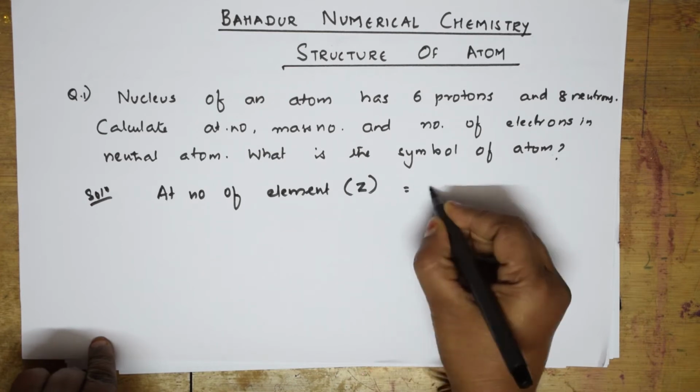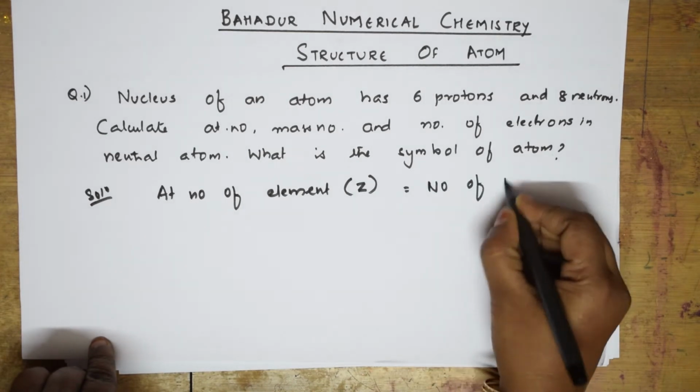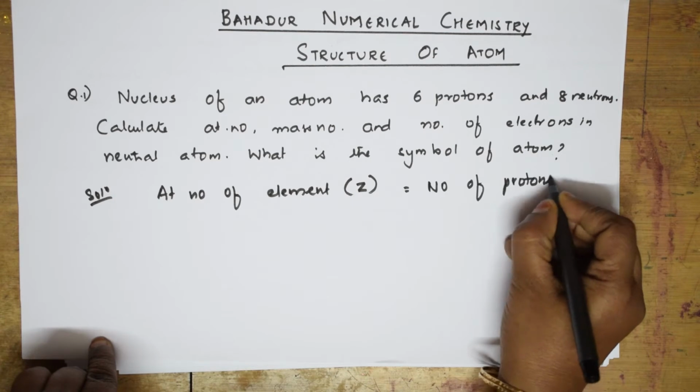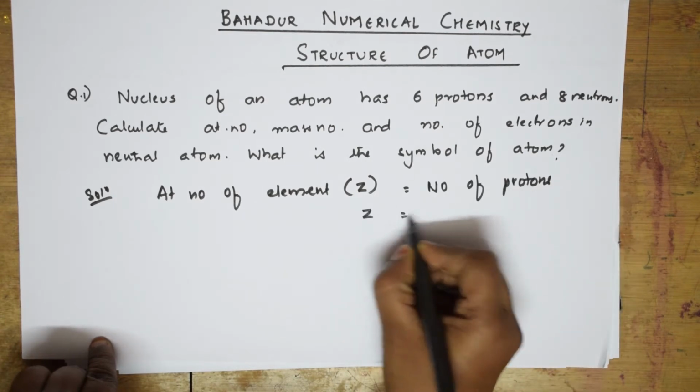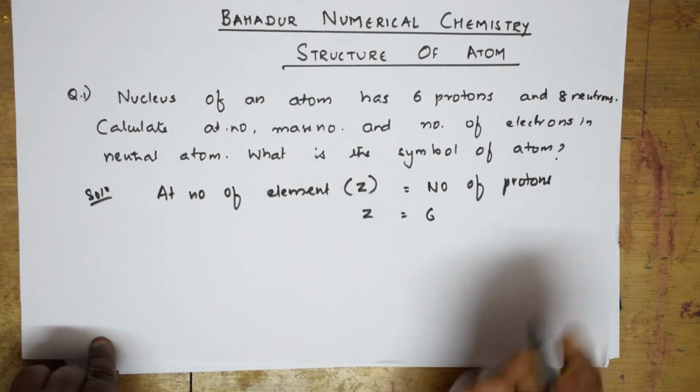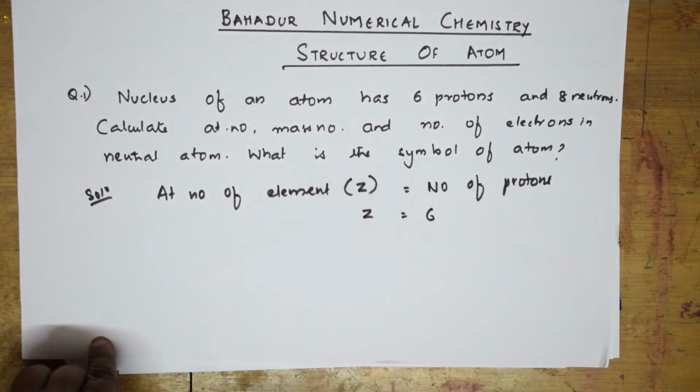Atomic number is always equal to number of protons, correct? Yes. So number of protons. So what is Z now? Z is equal to how many protons are there? 6. So that's done, isn't it? So atomic number is 6, over.